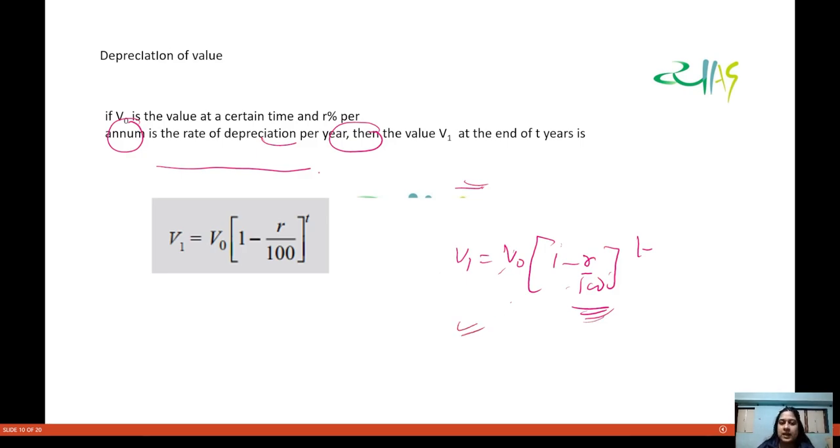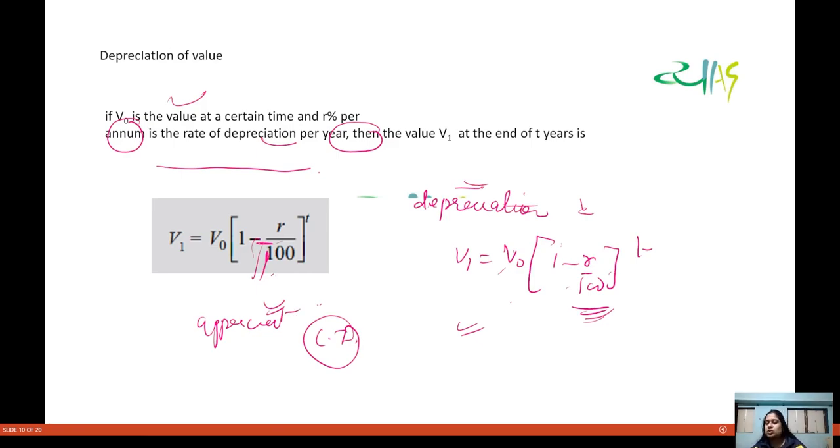So this is what we are basically trying to do. Here we are calculating depreciation. Depreciation can be asked in any question: population depreciated, anything else depreciated. Now you can see this formula is similar to the compound interest formula. If this were plus, it would be the compound interest formula. This is minus, so there is depreciation. This is plus, so that is appreciation. And appreciation is your interest only, because the value is increasing.